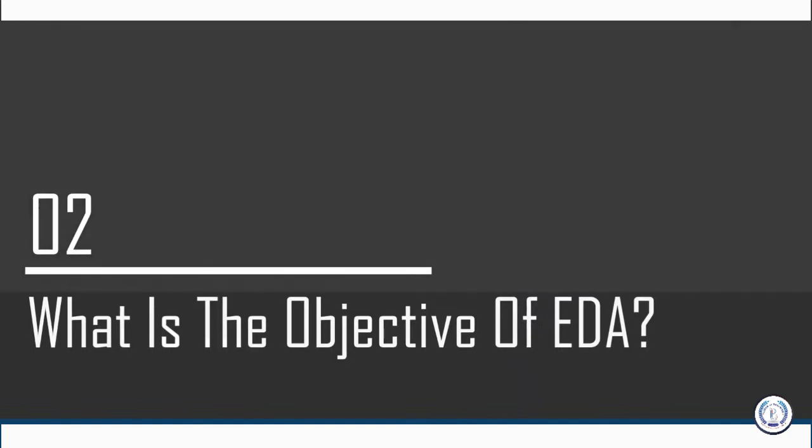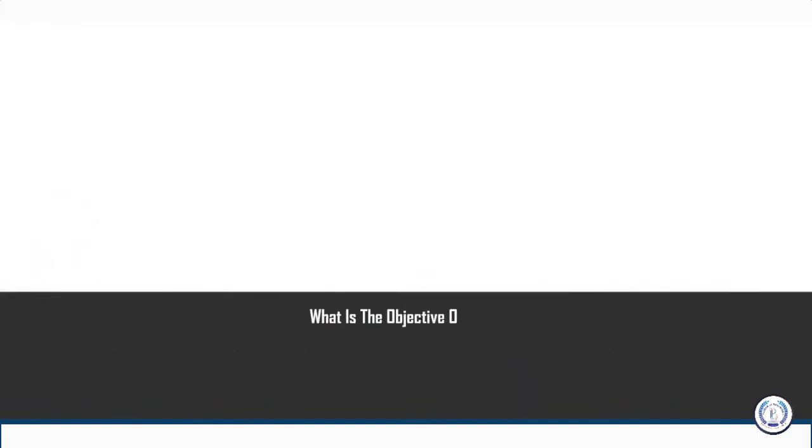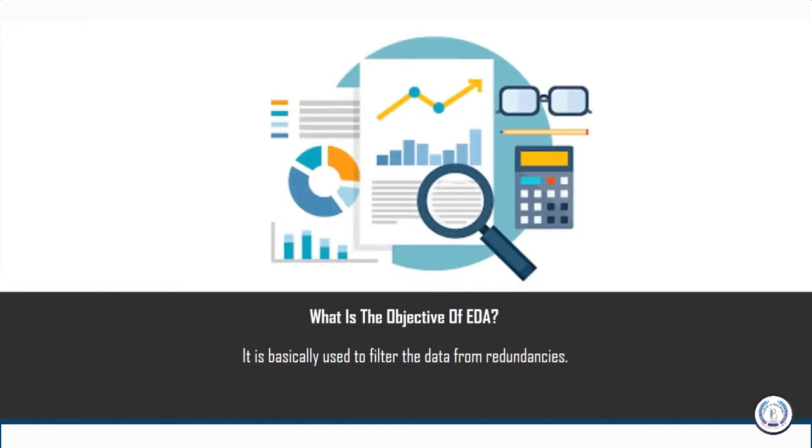Now, let us try to understand the objective of EDA in data exploration. The very basic idea is to make sure that the data after the EDA is clean. And by clean, I mean the data has to be free of all the redundancies, including null values and all those things. So we can narrow it down to two main and basic objectives to perform EDA.